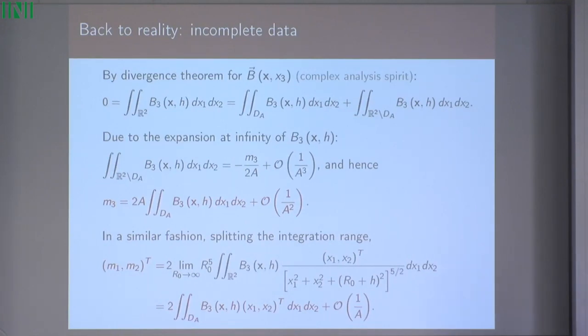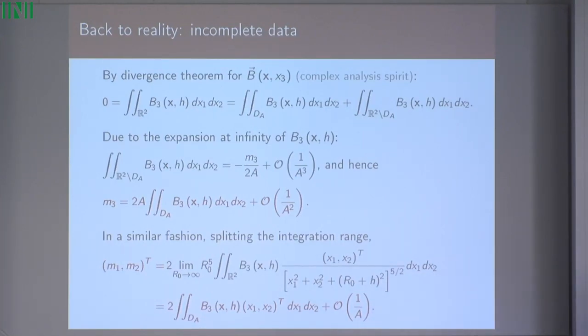And just by elementary rearranging of the terms, we get that M3 is proportional to the integration of B3 over the disks. And well, we can use the same idea to improve the previous formulas to bring them to the realistic case when we don't have measurements, when we cannot compute those integrals over the entire plane, but we have to be more physical, so to deal with a limited measurement area.